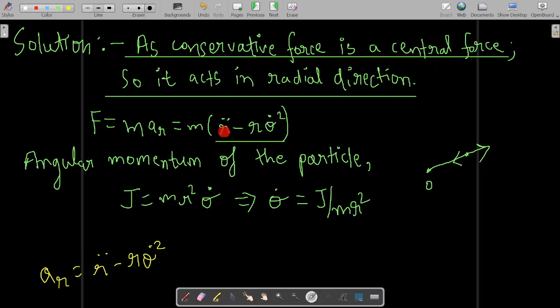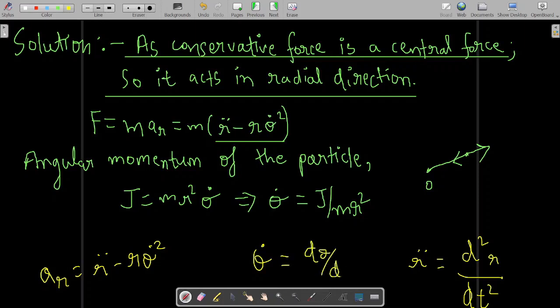Now what does r double dot mean, by the way? r double dot simply means that we are taking the derivative with respect to time 2 times. r double dot means d2r by dt2. This is the meaning of r double dot. And what is the meaning of theta dot? Theta dot simply means d theta by dt. So we have successfully written this particular fact.